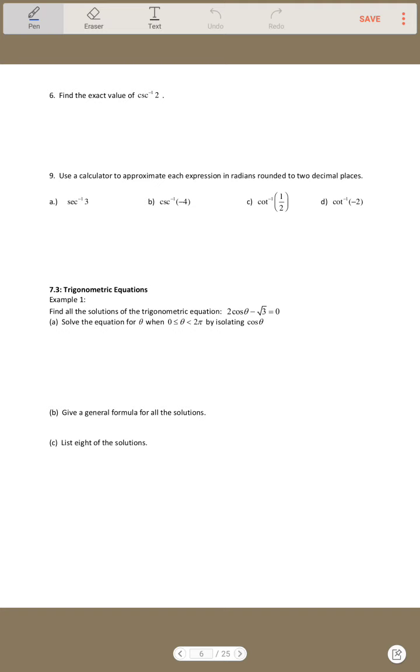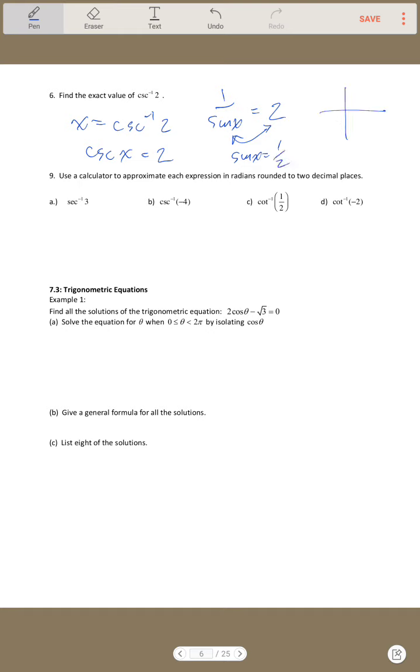So find the exact value of cosecant inverse of 2. As we do this problem, remember that really what this is saying is x equals cosecant inverse of 2. So that's saying cosecant of x equals 2. Cosecant is really the same as 1 over sine of x. So if we have 1 over sine of x equals 2, that means, let's just switch these, sine of x is equal to 1/2. Okay, when is sine of x equal to 1/2?